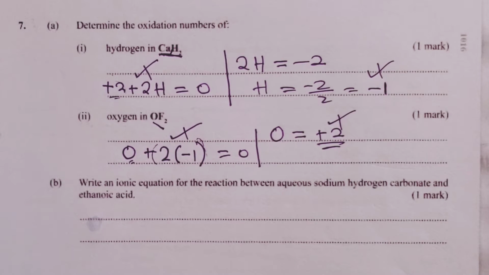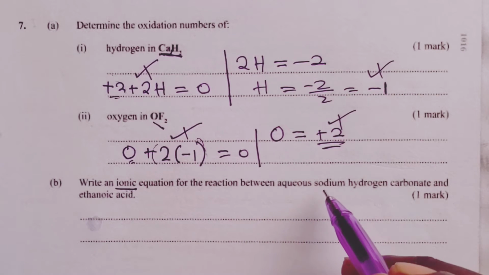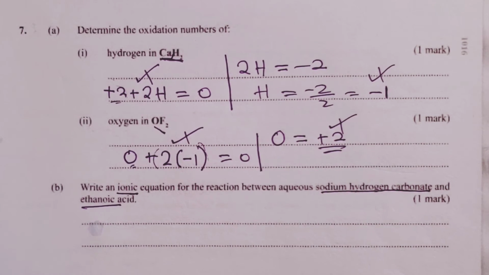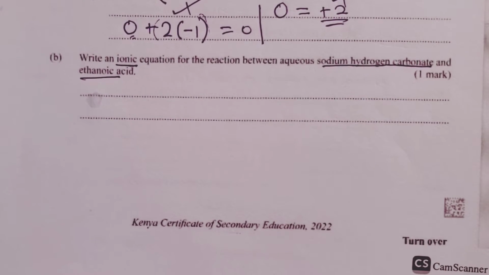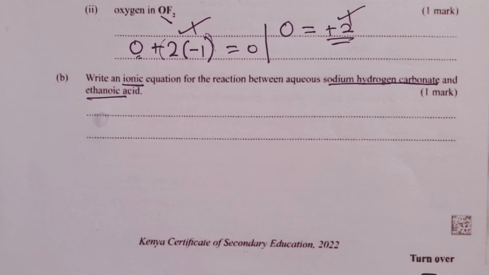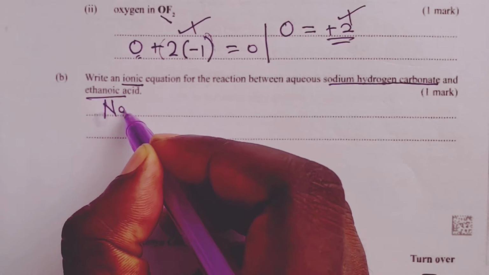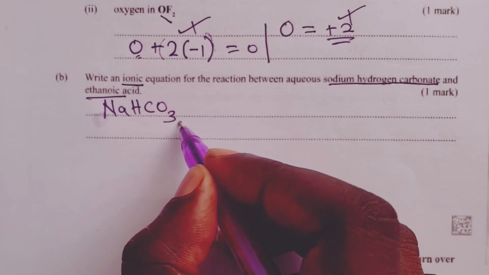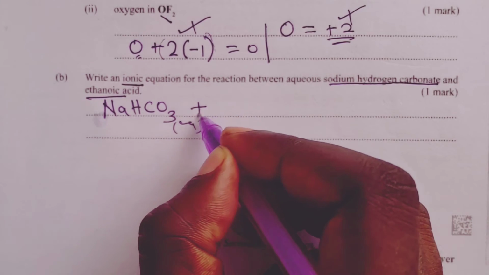Part B, we are told to write an ionic equation for the reaction between sodium hydrogen carbonate and ethanoic acid. The formula of ethanoic acid is learnt in Form 4 under organic chemistry 2. So, when we are doing ionic equations, we are supposed to write the usual balanced chemical equation. So we have sodium hydrogen carbonate in aqueous state.